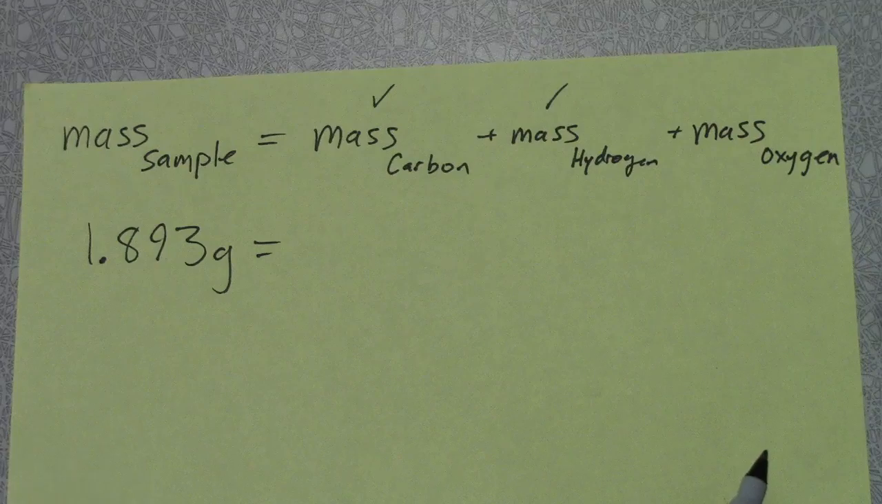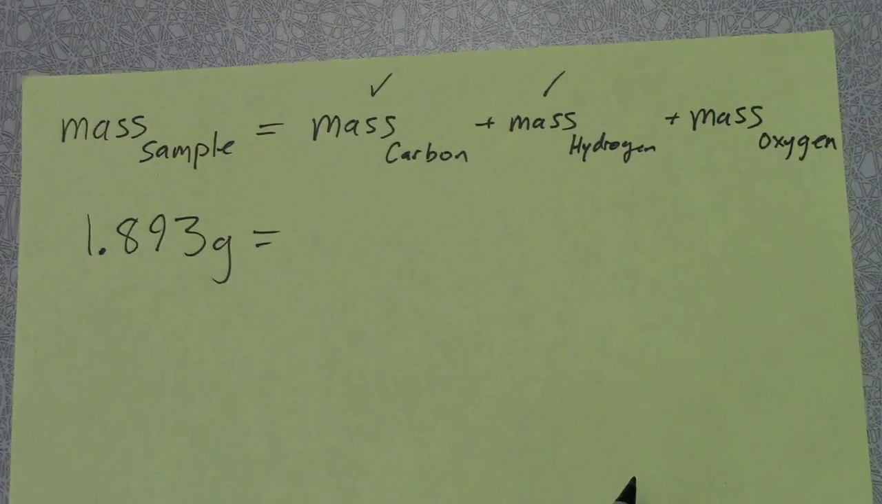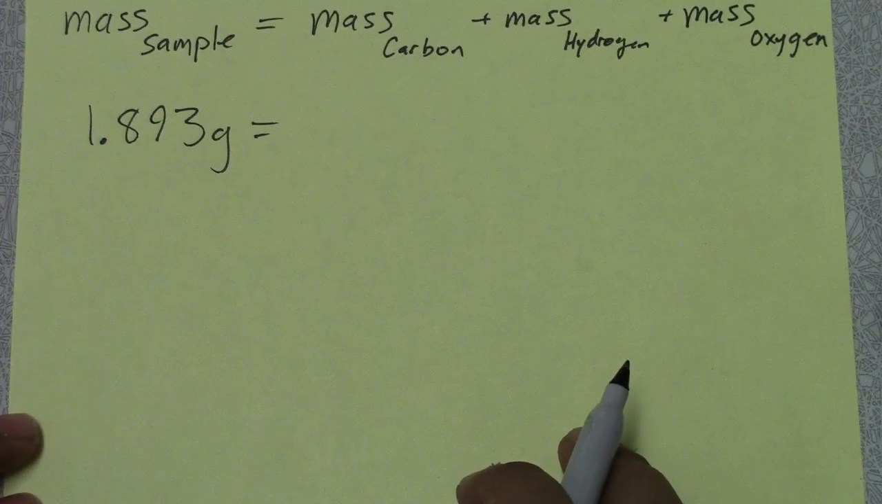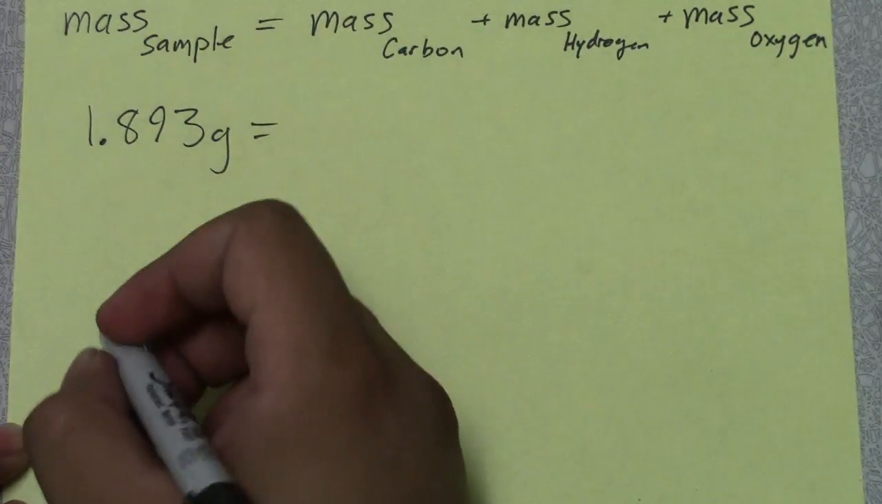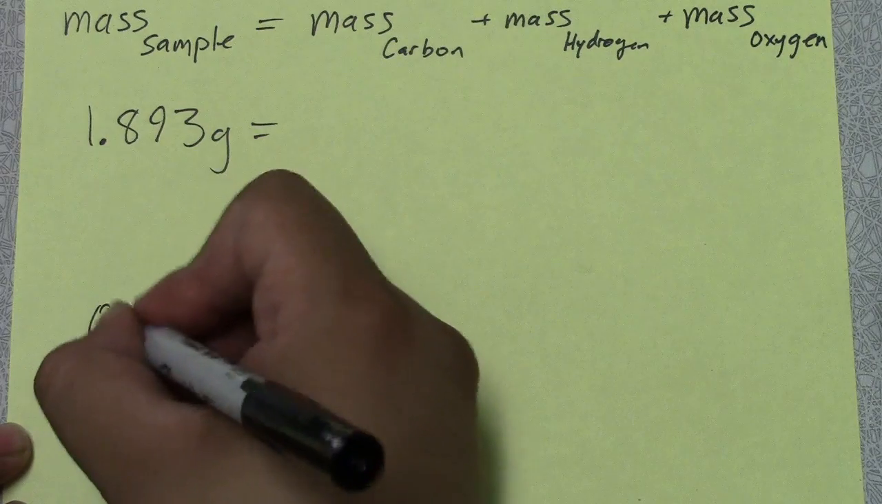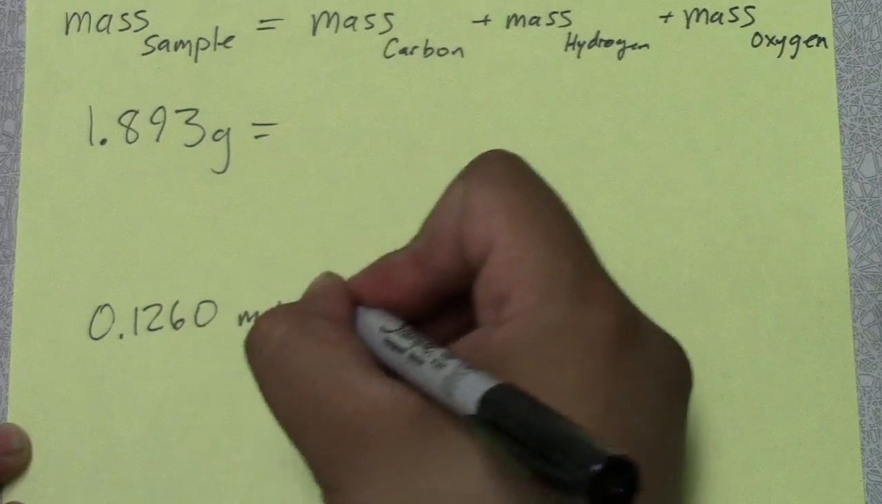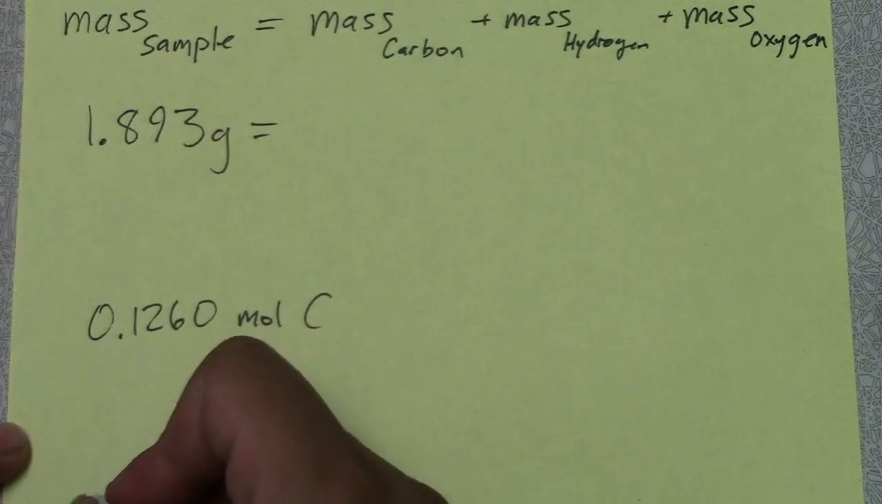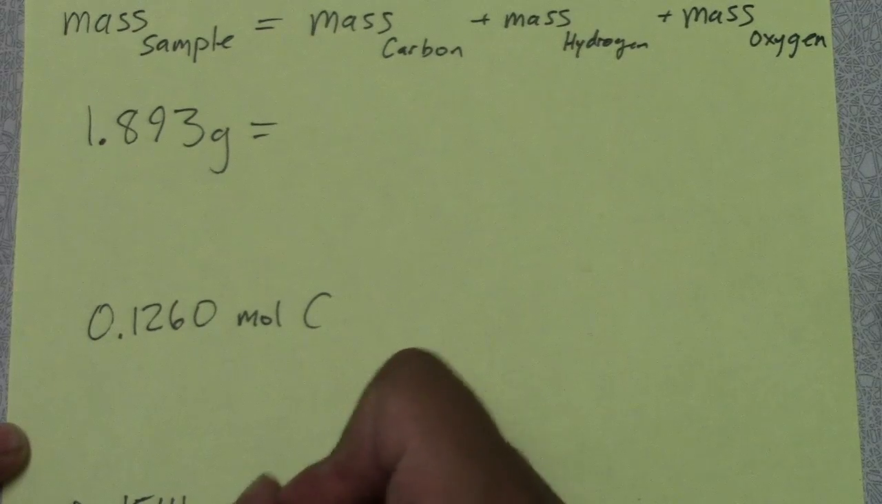So let's go ahead and do that. How will we do that, you ask? Well, we have a couple of values that we just found for how much carbon and hydrogen we had. For carbon, we said we had 0.1260 moles of carbon. And for hydrogen, we said we had 0.1541 moles of hydrogen.